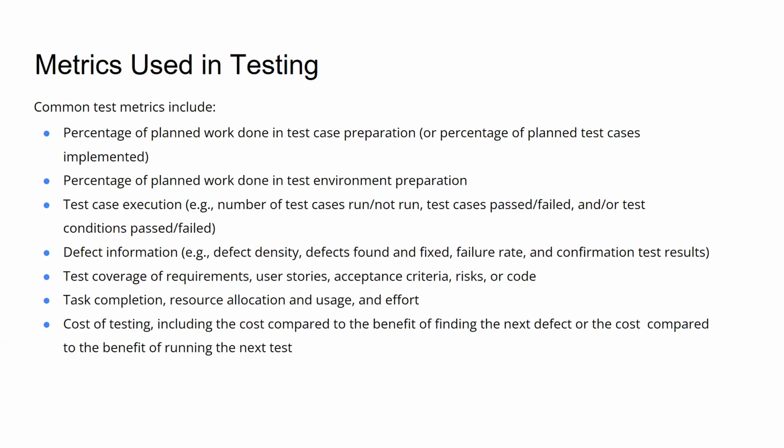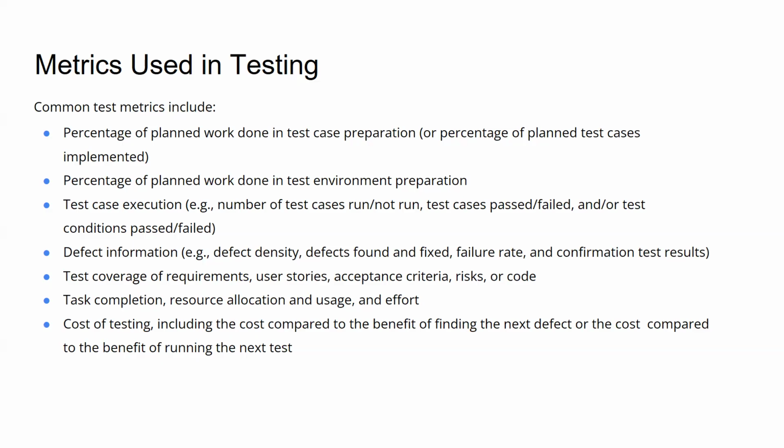And percentage of planned work done in test environment preparation, something similar. Test case execution: how much has been executed, how much has not been executed, how much has passed, failed, conditionally passed, or blocked. We can determine that. We have metrics for those things. Based on that, we can take decisions. This much has not been executed, so we have to increase our execution efficiency. We have to increase the team members who do the execution. They may have to do a little bit of extra work, or there is some problem, so we have to resolve that problem and get this work done, right? Those kinds of things we have to determine.